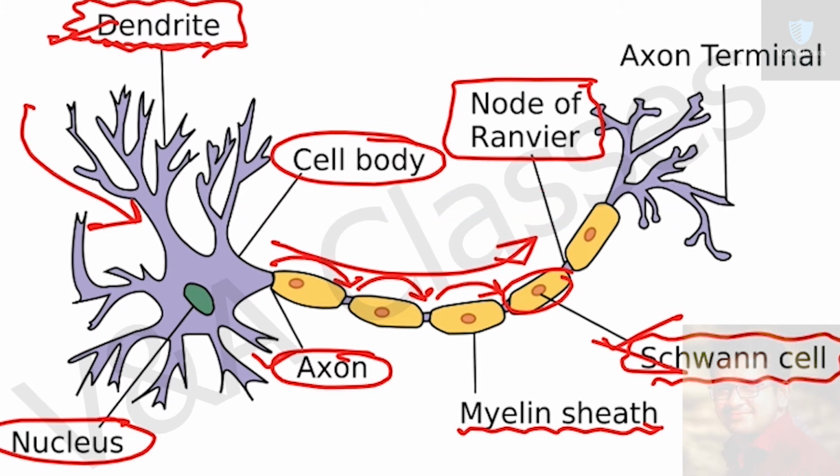And the last part is the axon terminal. These are the end portions of the axon where the myelin is absent, and it helps in making the synapse or junctions with other neurons.